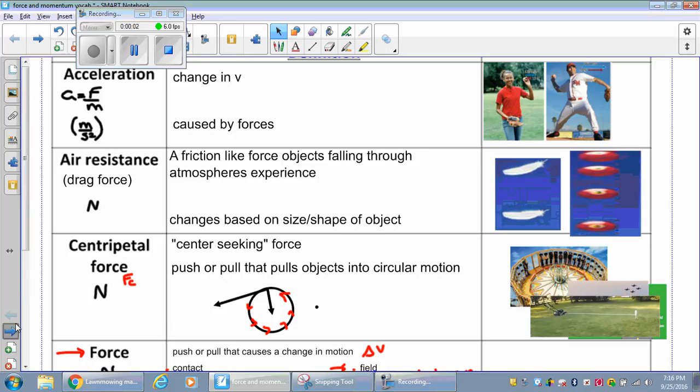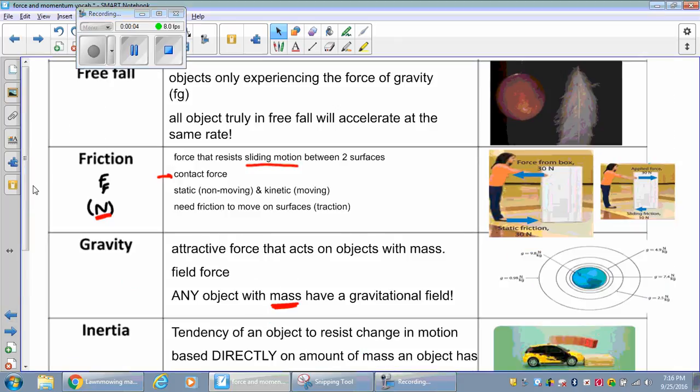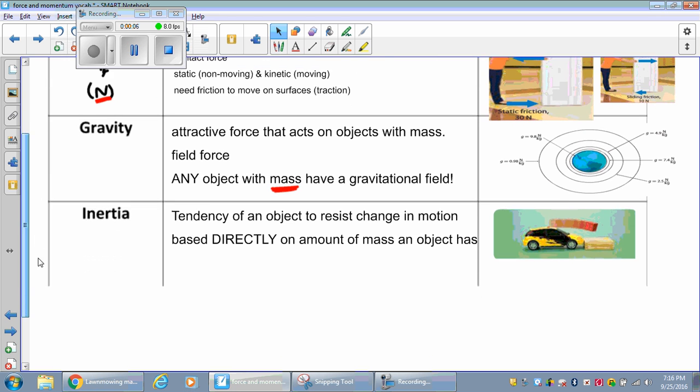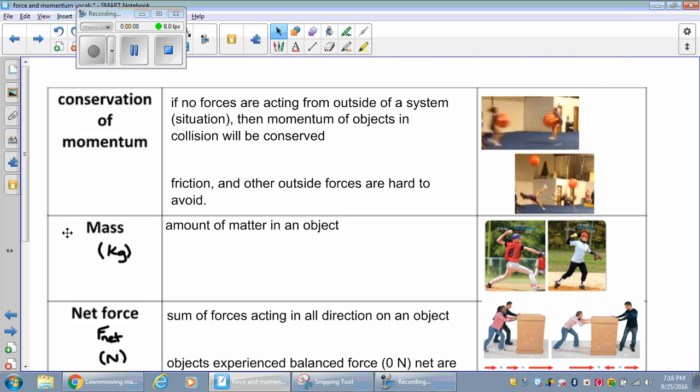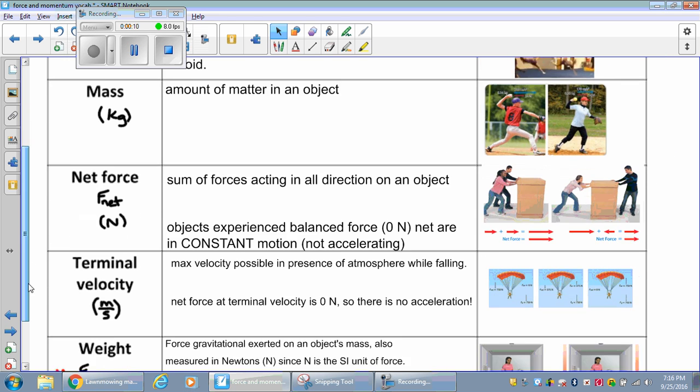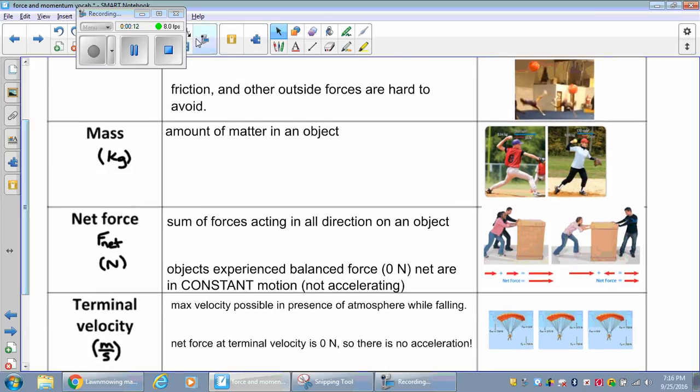Okay, guys, here's part two of force and motion. Let's go ahead and start off with, we talked about inertia a little bit. Let's look at mass right now. We'll start with mass, the amount of matter in an object.